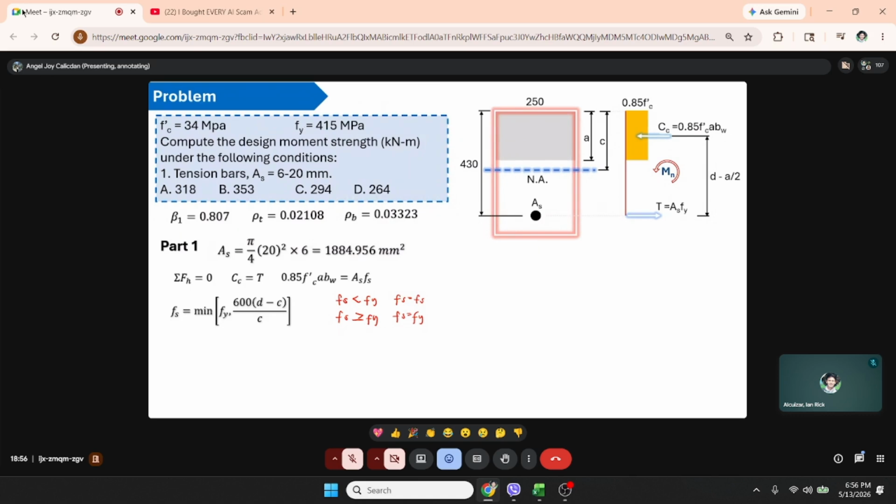So, para mas dali ang solution, we'll use this na ang Fs kay minimum sa Fy o sa Fs na formula sa steel stress, 600 times d minus c over c. And katong a sa code is just equal to beta 1 times c.